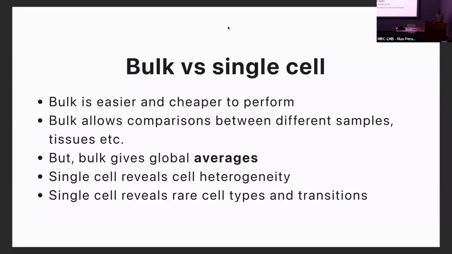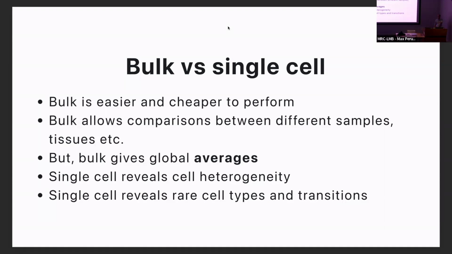It allows you to identify, for example, for RNA-seq, bulk RNA-seq, you could look at a tissue and you can see one gene is highly expressed and another is lowly expressed. Or you could draw comparisons between different samples. So you might identify genes which are differentially expressed. So it is useful, but it does give you global averages.